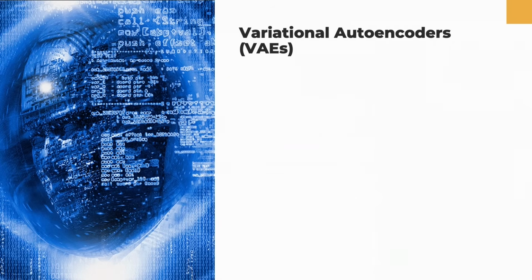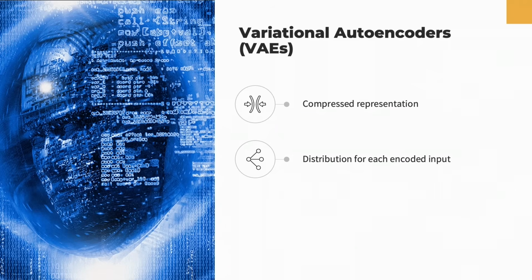Variational autoencoders, or VAEs, are powerful in encoding data into a compressed representation and then reconstructing it. They differ from traditional autoencoders by introducing a probabilistic twist. They generate a distribution for each encoded input from which they sample to decode. This aspect makes VAEs particularly useful in generating new data that is similar but not identical to the training data.